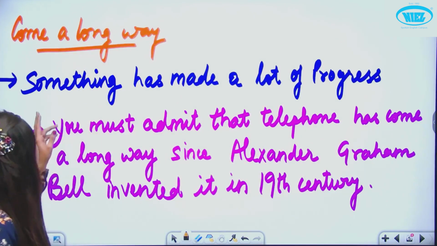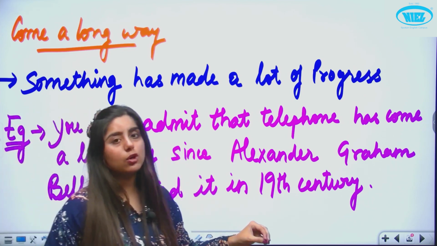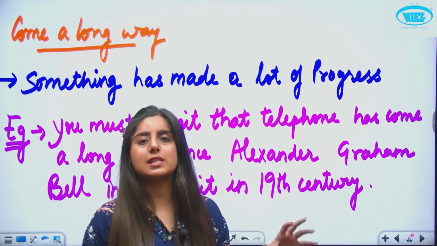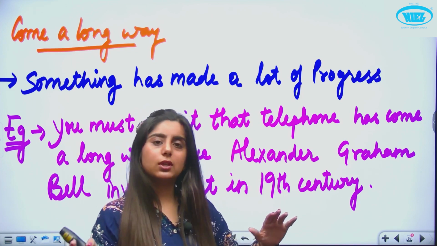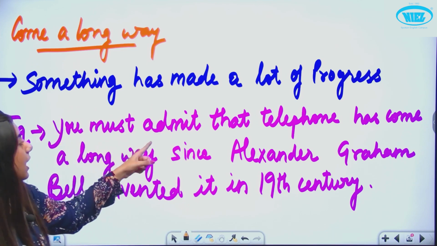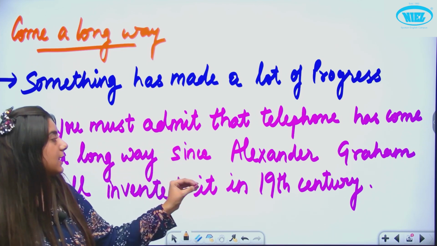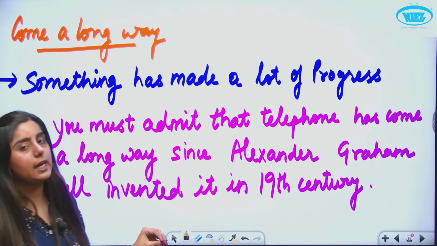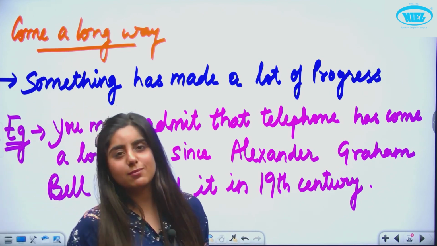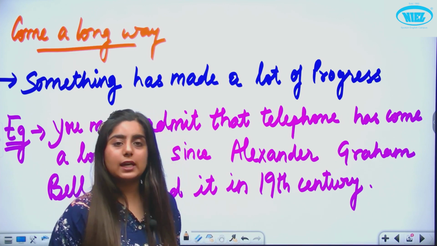Next we have come a long way, which means something has made a lot of progress. जो चीज बहुत progress से आगे बढ़ी हो, बहुत समय के बाद उस चीज को progress मिली हो. For example, you must admit that telephone has come a long way since Alexander Graham Bell invented it in 19th century. हम सबको ये बात माननी पड़ेगी that yes, telephone has come a long way. It got invented in 19th century.